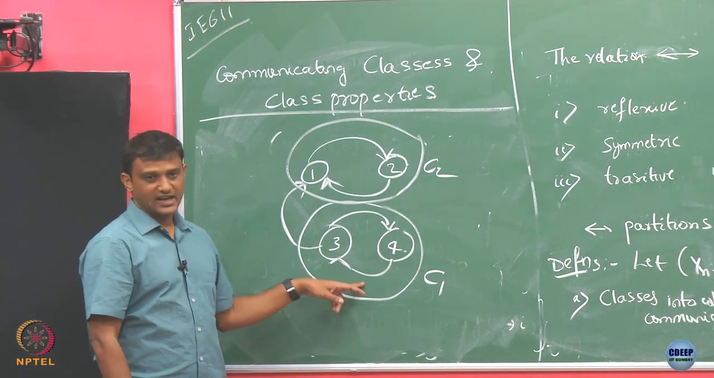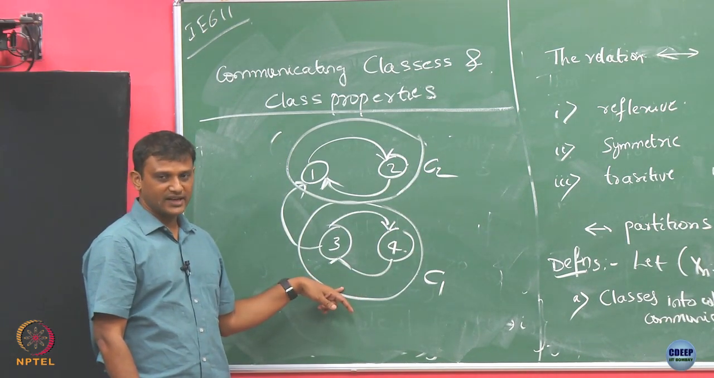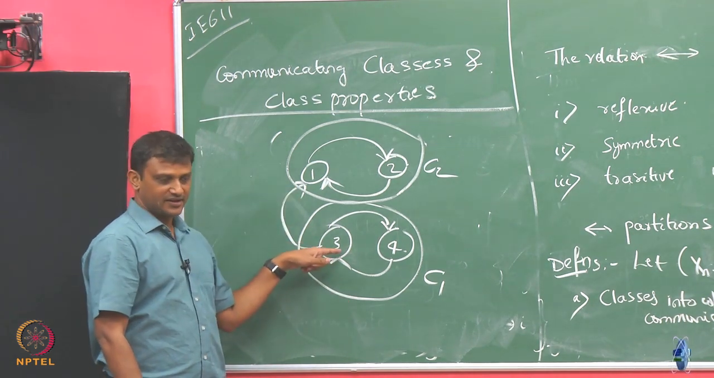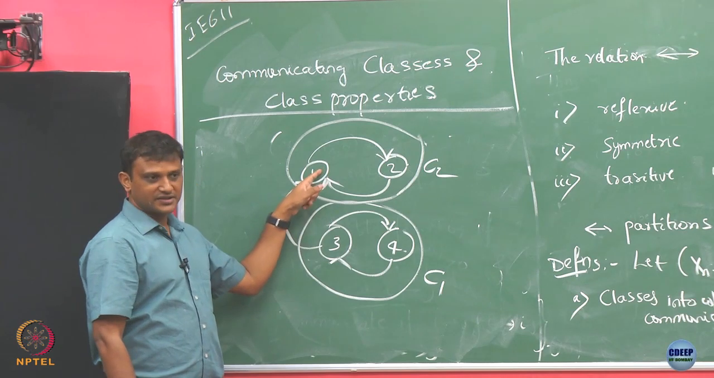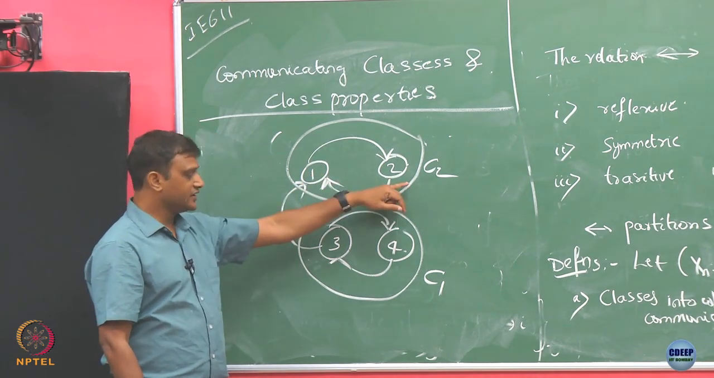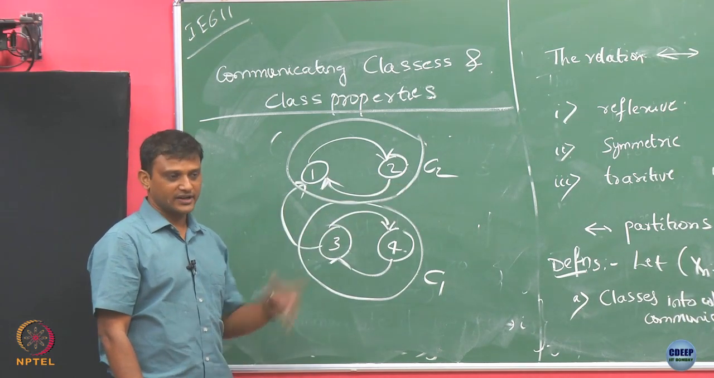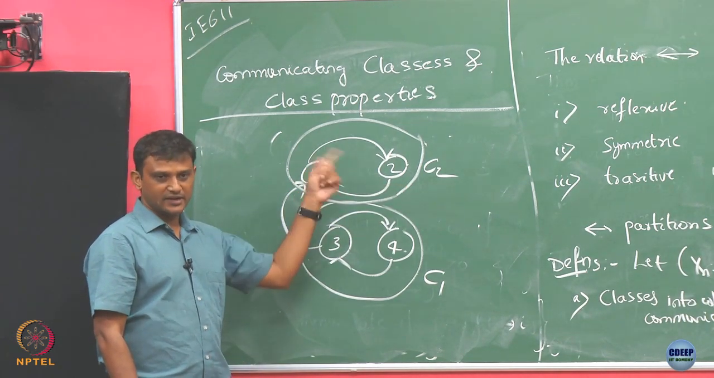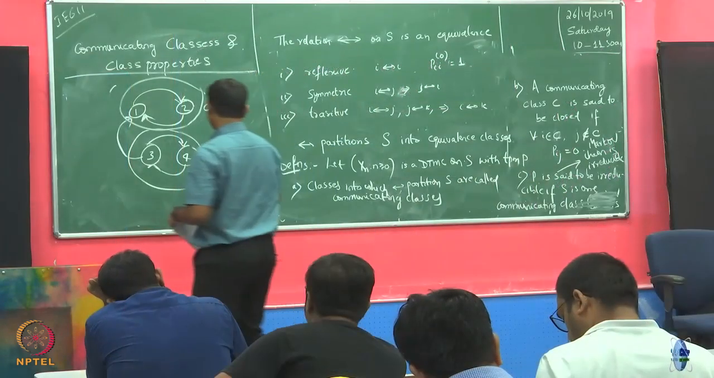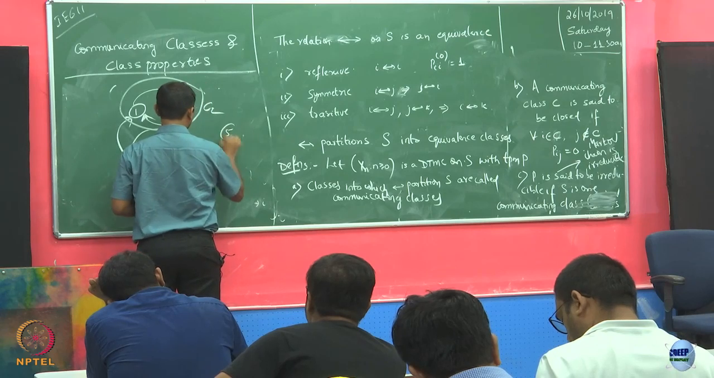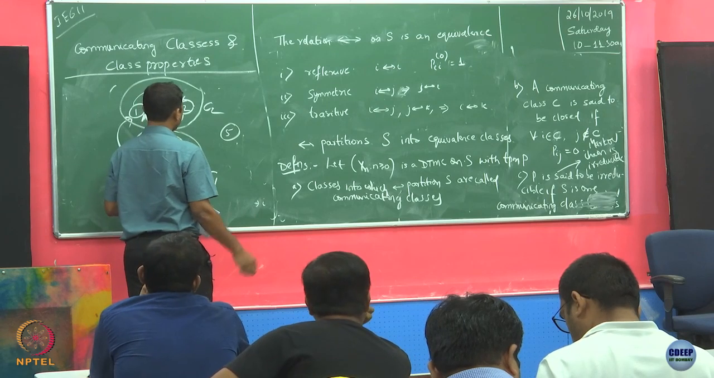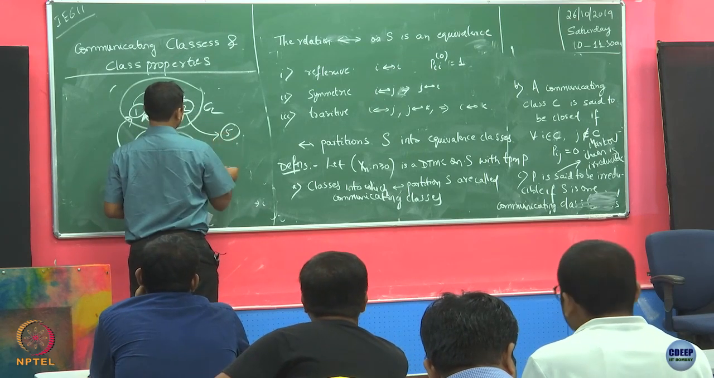Is this communicating class a closed one? Why is that? Yeah, we can go with positive probability from a state in this class to an outside state, C2, whereas C2 is a closed one. Yes, right, because we are not going anywhere outside. So what if I add another state here, and allow this to happen?